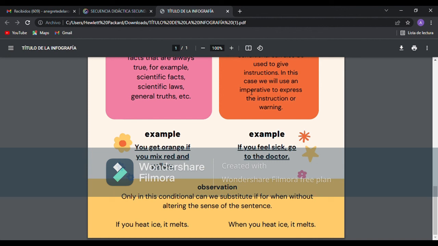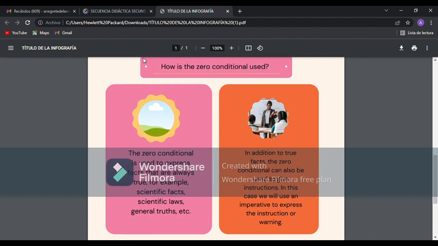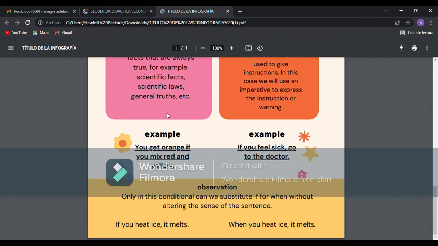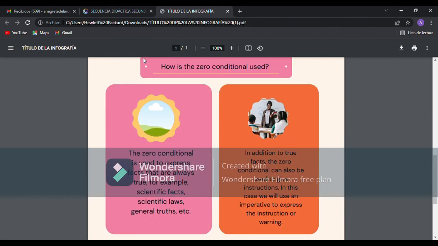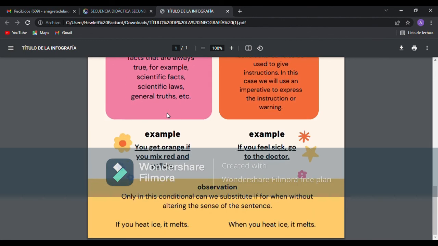How is the zero conditional used? The zero conditional is used for expressing facts that are always true. For example, a scientific law, scientific fact, general truth, etc. For example, you get orange if you mix red and yellow. In addition to true facts, the zero conditional can also be used to give instructions. In this case, we will use an imperative to express the instruction or warning. For example, if you feel sick, go to the doctor.